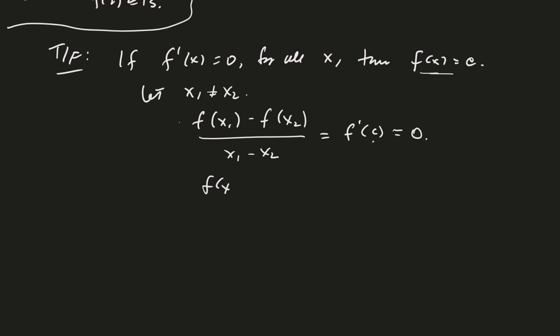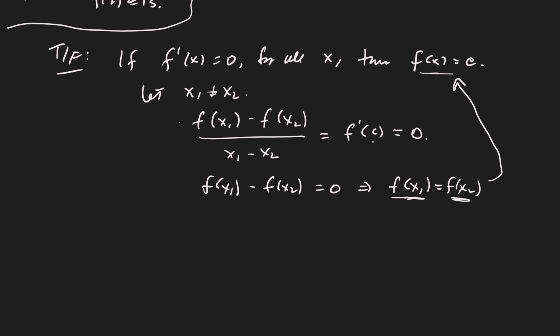And so therefore, f of x1 minus f of x2 must be equal to 0. And so therefore, f of x1 must be equal to f of x2. And if the y values are all the same, that must mean that your function is a constant. Good. Alright, and so that's proving that the statement is true.